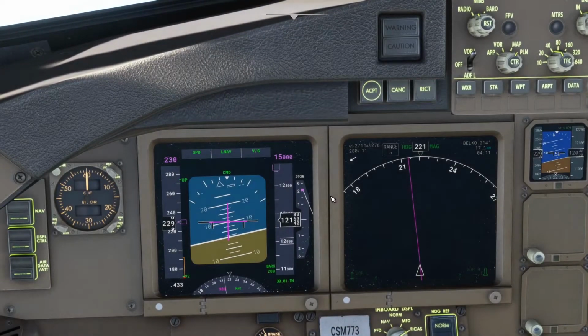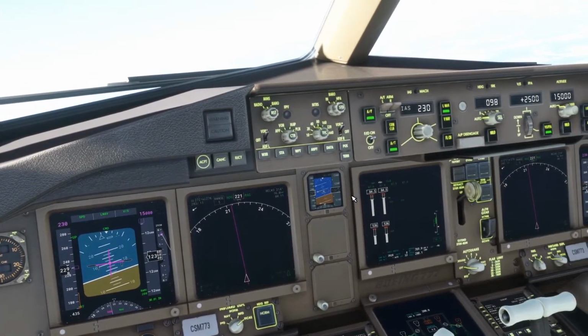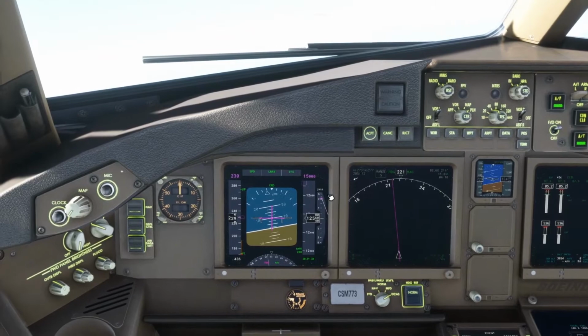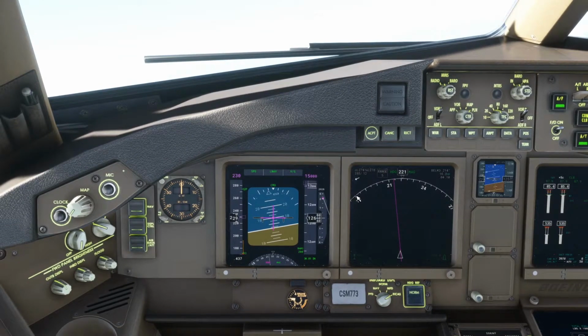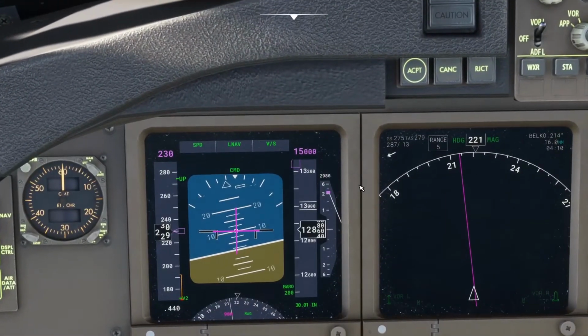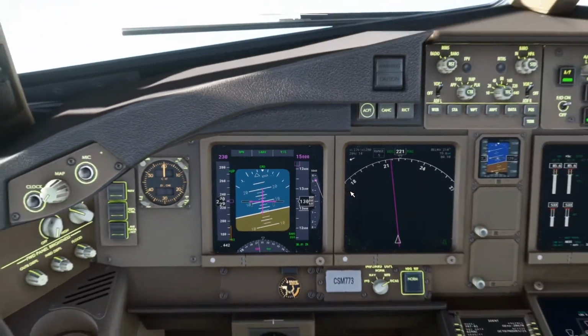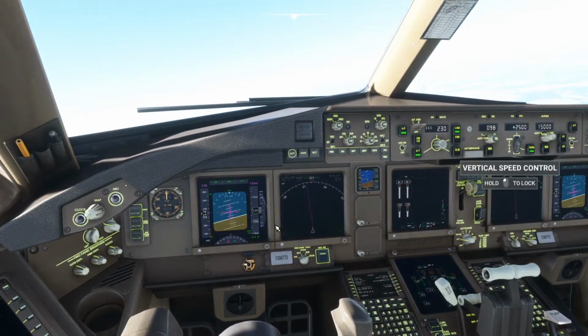Just to save time and keep everything very quick, I will not go up to 25,000. I will just try to stabilize at 15,000, and then I will try to descend from there as well, because I've seen that there are issues in descending as well. So you can see the vertical speed is right now at 3,000, whereas it should be at 2,500.